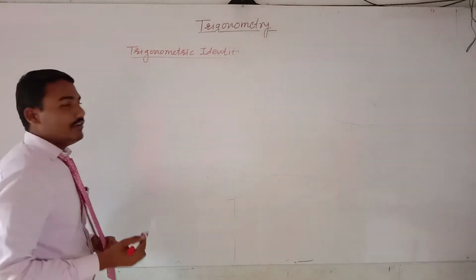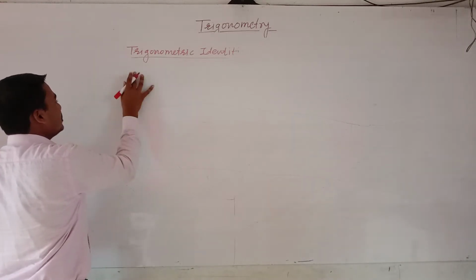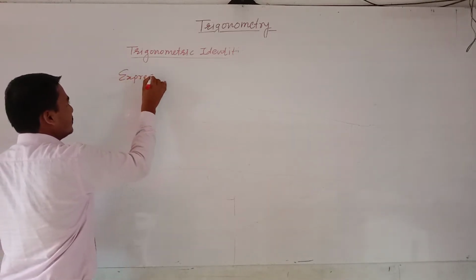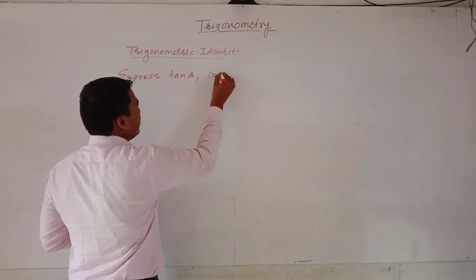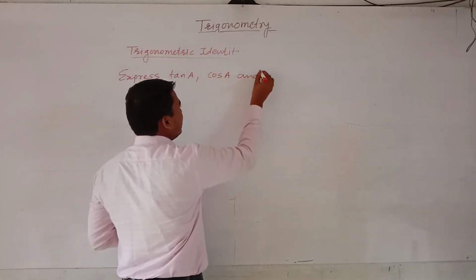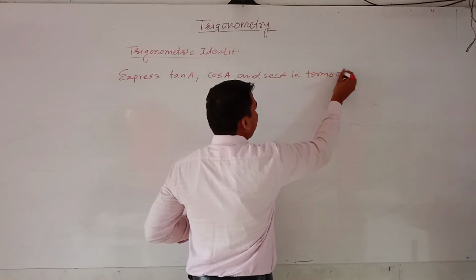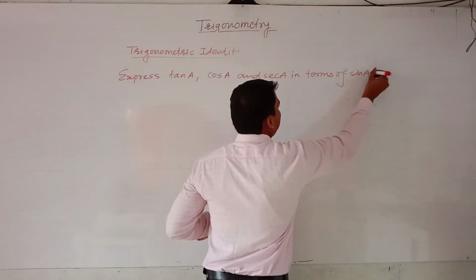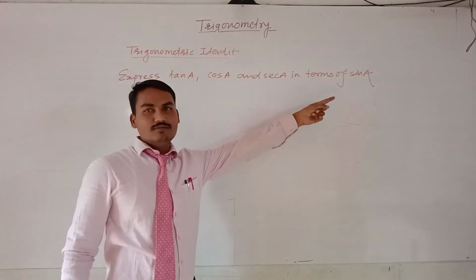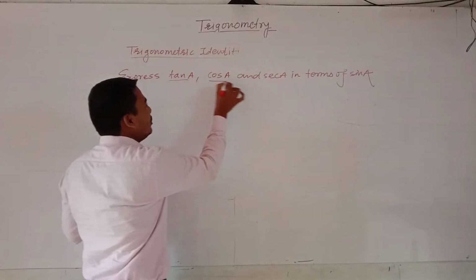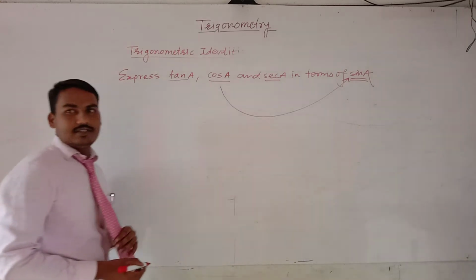Now we have to start from very basic numericals. Convert or express tan A, cos A and sec A in terms of sin A. I want to convert these three, 1, 2, 3, in terms of sin A.